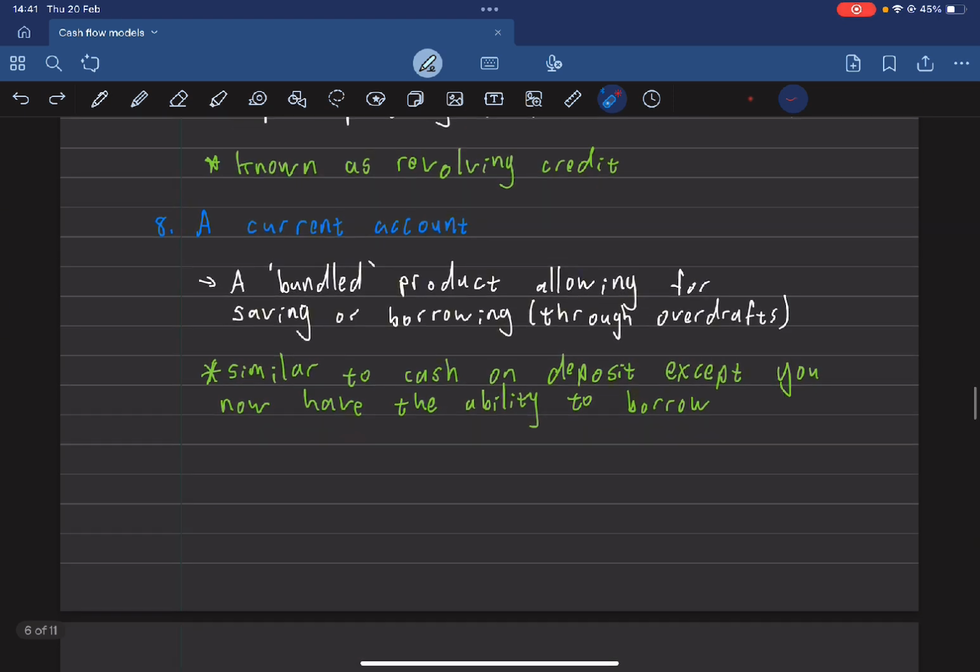The next one we're going to talk about is a current account. A current account is a bundled product allowing for saving or borrowing through overdraft. So it's quite similar to a deposit, cash on deposit, except now you have the ability to borrow. So cash on deposit, you're only allowed to deposit. But now you can deposit money and you can earn interest on that, or you can borrow money and you can pay interest on that.